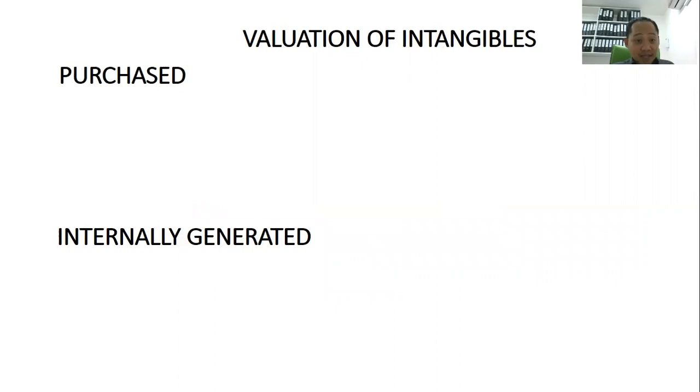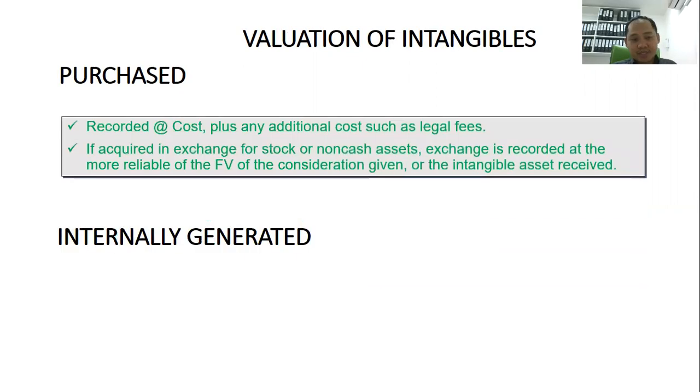Valuation of intangible asset. When it is purchased, always remember these are recorded at cost plus any additional costs such as legal fees. If acquired in exchange for stock or non-cash assets, the exchange is recorded at the more reliable of the fair value of the consideration given or the intangible asset received. Actually, this comes from business combination. This is one of the hard topics in advanced accounting. What about internally generated goodwill?